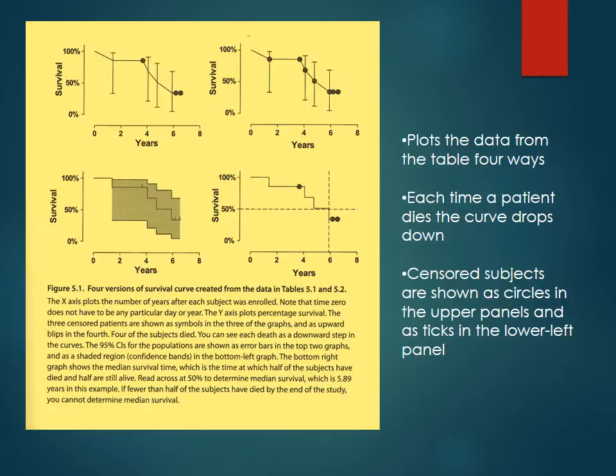So there's a couple of different ways that you can show this data. Very frequently, you'll probably see it as the lower right graph. This is how you'll see it reported in the medical literature. What do you think the ranges in that shaded area in the bottom left graph are? Yeah, it's your confidence interval.